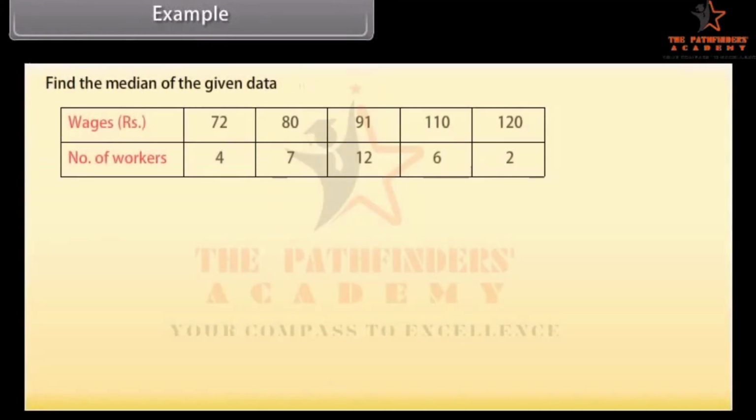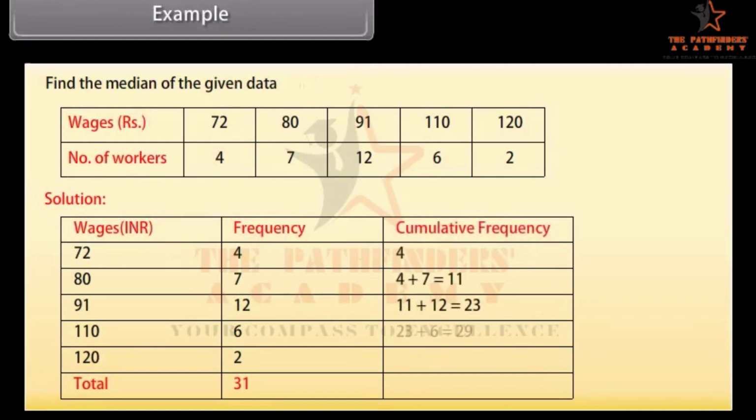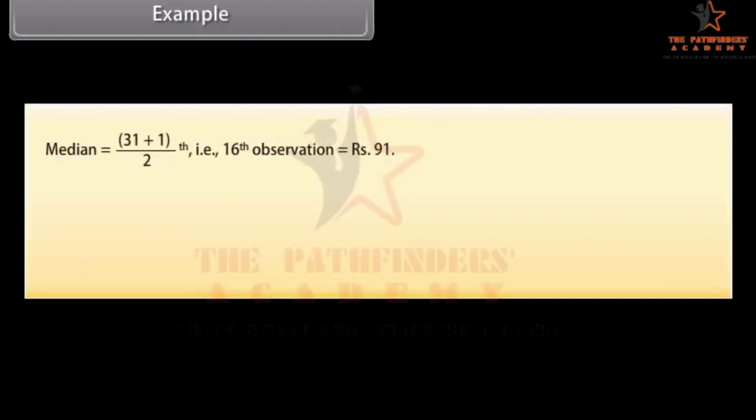Find the median of the given data. Solution. In the first column, we have written the given wages. We have written the given frequency. The sum of the frequencies is 31. In the third column, we have found the cumulative frequency for each wage by adding the previous frequency to the current frequency. After that, we have found the median, which is 31 plus 1 by 2th, that is 16th observation, which equals rupees 91.